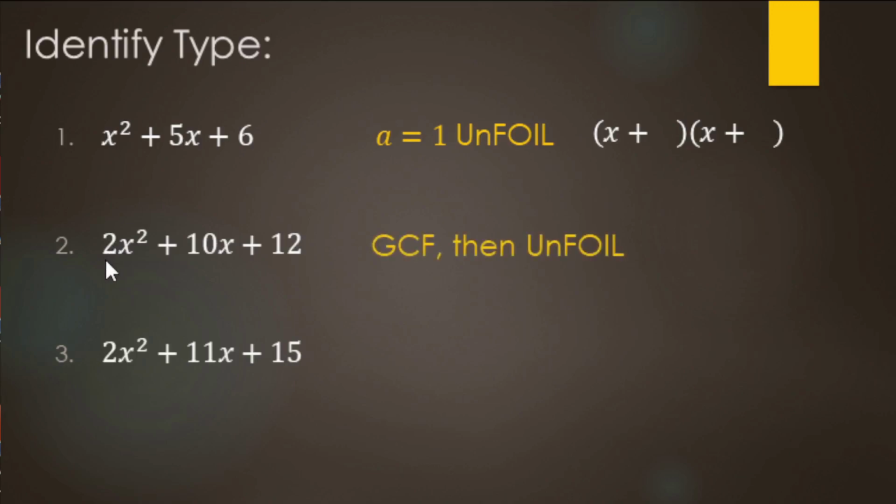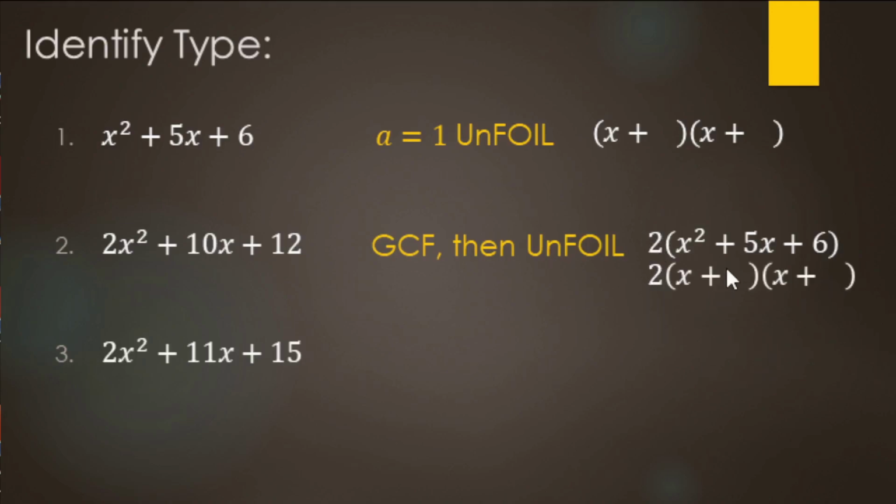Now also notice that a 2 divides into the 10 and the 12. So 2 divides all three of these. They have a common factor. So basically what you're going to do is undistribute the 2 from all three terms. So divide by 2, divide by 2, divide by 2. So now it looks like this. And then the 2 stays.